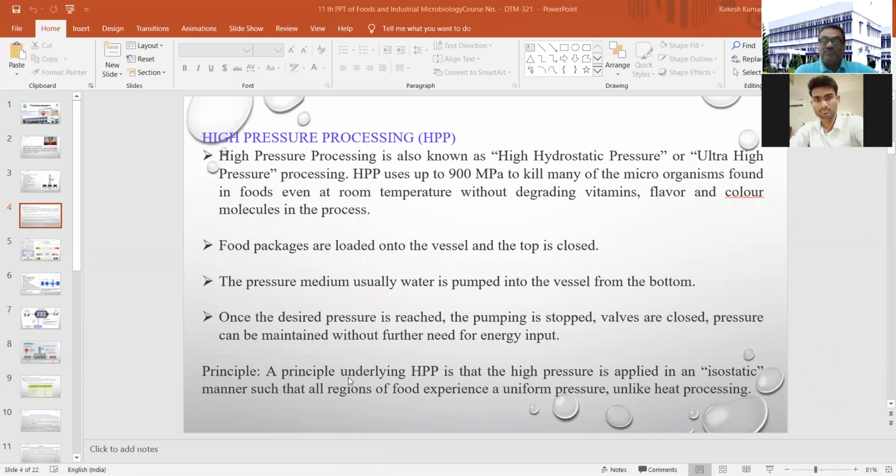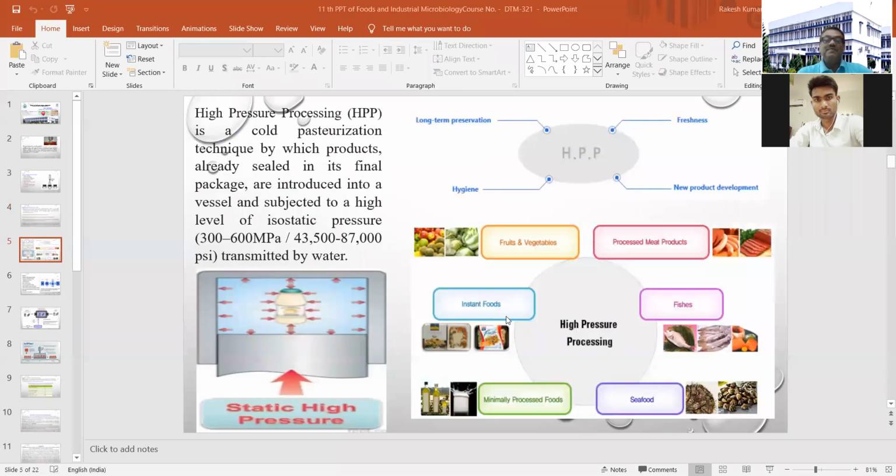So the principle underlying high pressure processing is that the high pressure is applied in an isostatic manner such that all regions of food experience a uniform pressure, unlike heat processing. What is happening in case of heat processing? Whatever surface of that particular food item is there, that will be heated first, and thereafter the heat reaches the internal part of that food. But in this case, each and every particle will get the same effect.